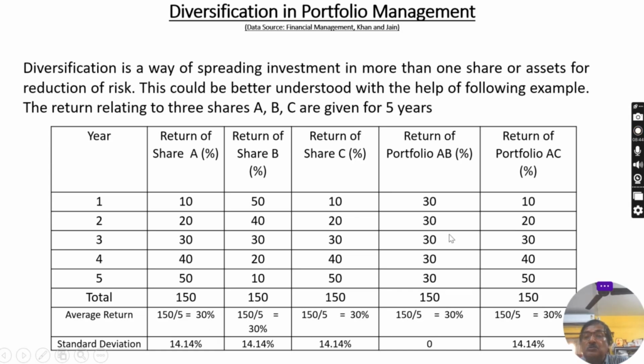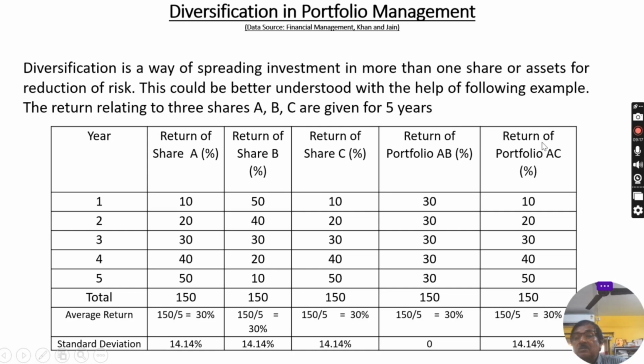But in this case also the return is 30%, but the risk has been reduced to 0. That is the advantage. That is diversification. Diversification means spreading of your money not to only one share, but here in two shares, share A and share B, 50% to share A, 50% of your money to share B. In this way if you invest, then you can reduce the risk even to 0.